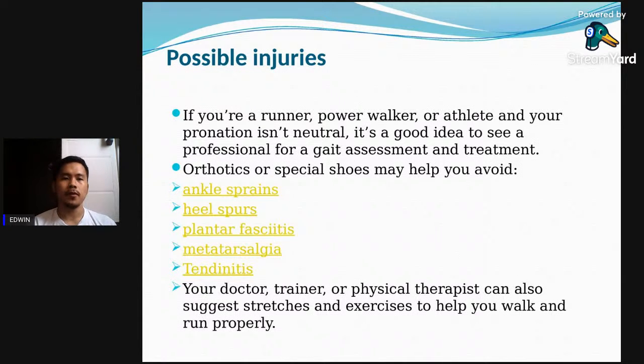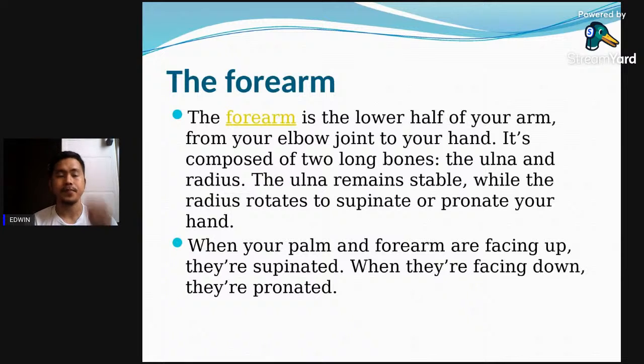Possible injuries: if you're a runner, power walker, or athlete, and your pronation is not neutral, it is a good idea to see a professional for assessment and treatment. Orthotics or special shoes may help you avoid ankle sprains, heel spurs, plantar fasciitis, metatarsalgia, and tendinitis. Your doctor, trainer, or physical therapist can also suggest stretches and exercises to help you walk and run properly.